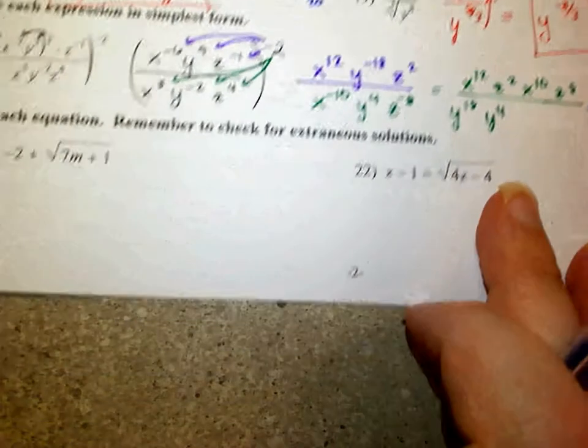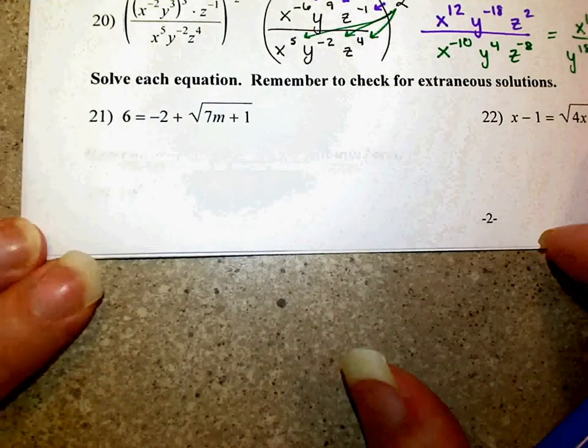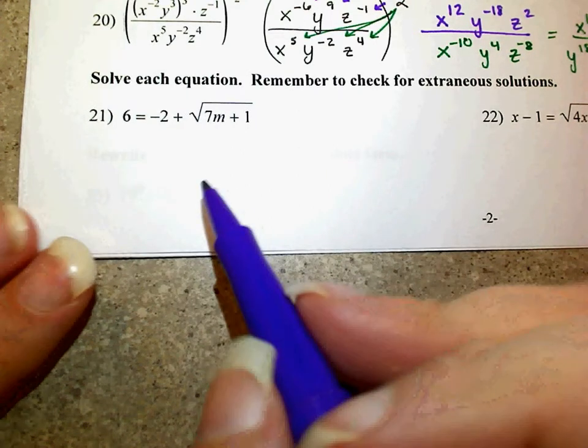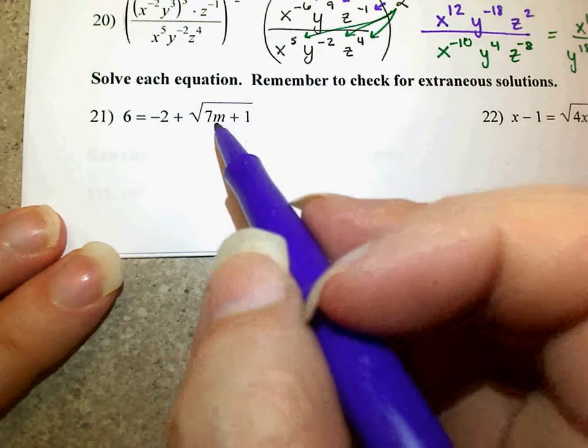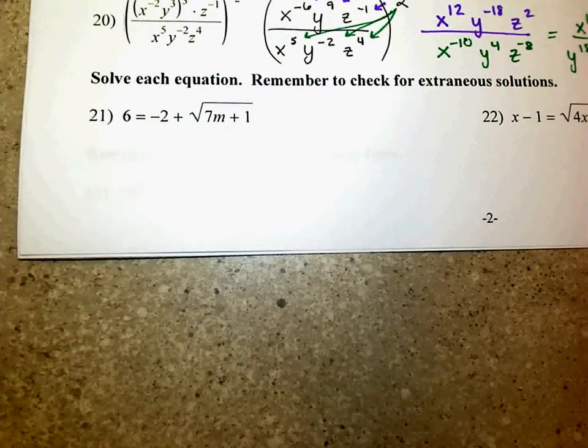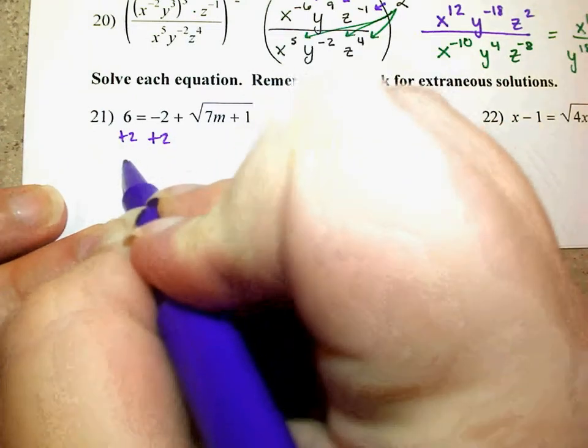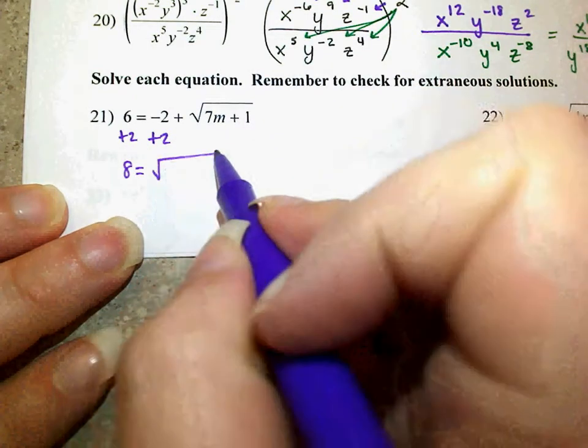Alright, now this is solving equations and radical equations. So there's some things to think about. The first thing you need to think about is the fact that you have this square root and the variables underneath it. The only way you can get rid of a square root is by squaring, but you can't square until you have the square root by itself. So I have to get rid of the number in front of it, which is that negative 2. So I'm going to add 2 to both sides and get 8. 8 is the square root of 7m plus 1.